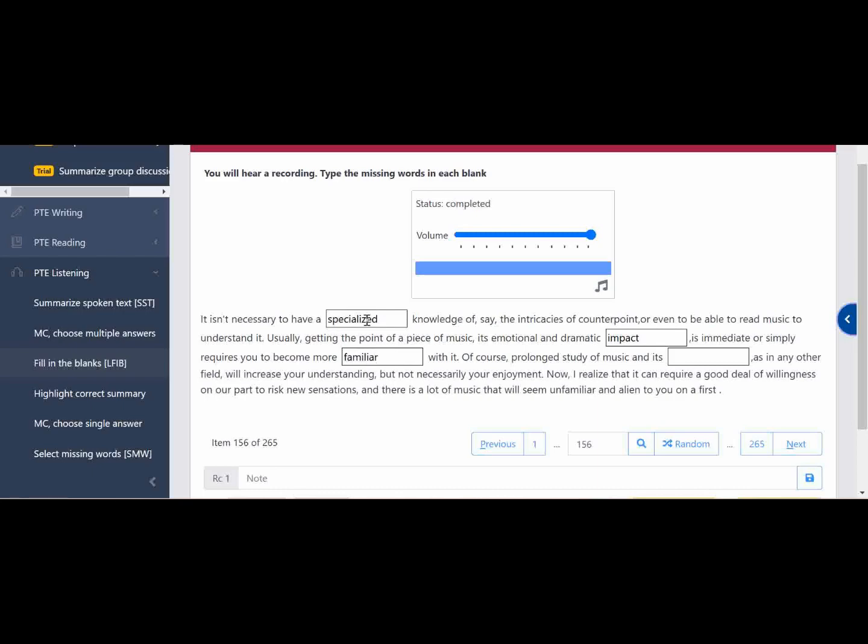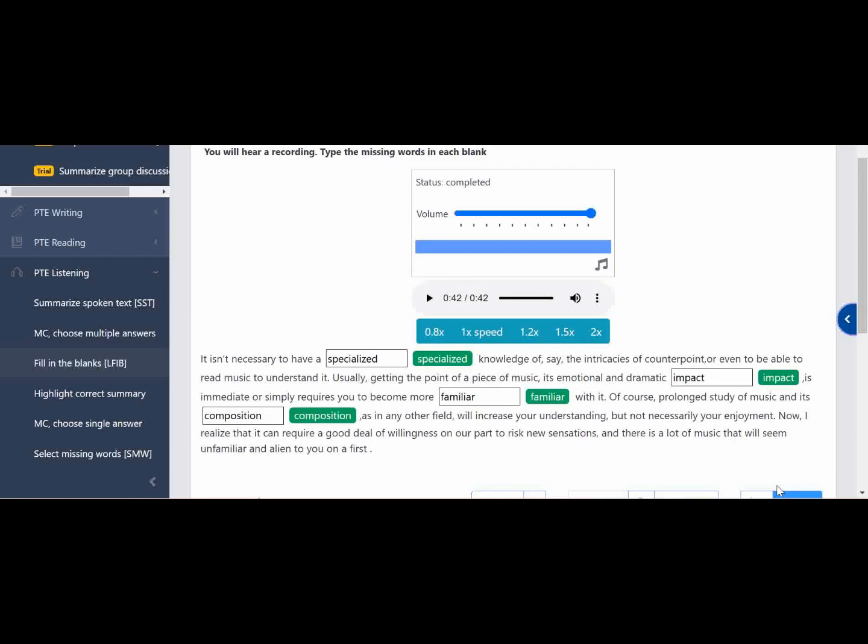So first one is specialized. Before blank we have. So with have we use third form of verb, so we will write ed form. So you can write specialized with z or s also. Next is dramatic impact. Next one is become more familiar with it, and last one is composition. So let's check the answers and spellings. Specialized, you can write specialized with z or s. Next one is impact. Next one is familiar. Check your spellings of familiar. And last one is composition.